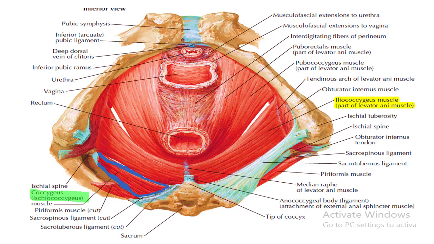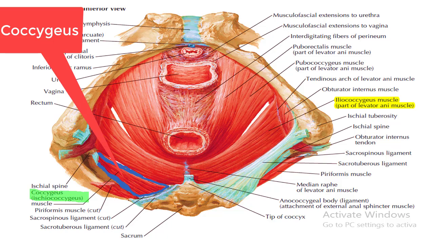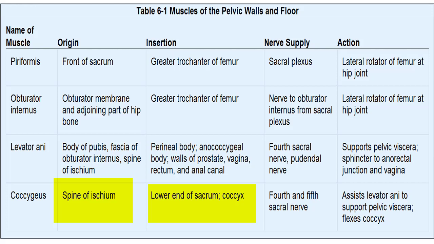Now I will tell you the details of the last muscle of the second group, and that muscle is coccygeus, also known as ischiococcygeus muscle. It's located behind the levator ani muscle. In dissection we can see this muscle when we remove the sacrotuberous ligament and sacrospinous ligament and identify the ischial spine; the muscle that attaches over the ischial spine is the coccygeus muscle. It arises from the ischial spine and is attached to the inferior end of the sacrum and the coccyx.